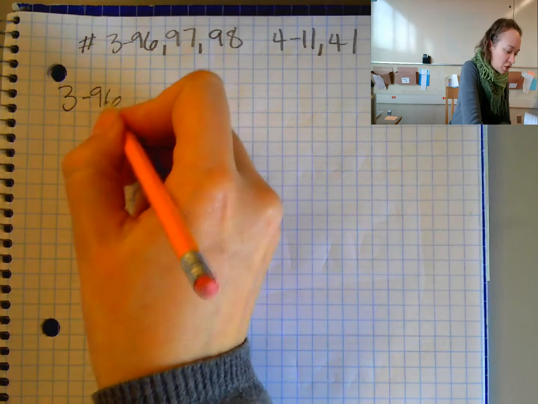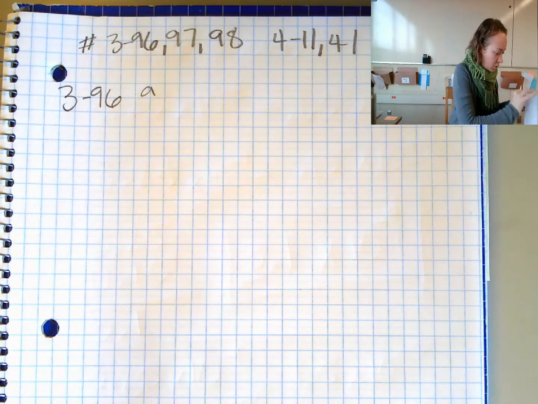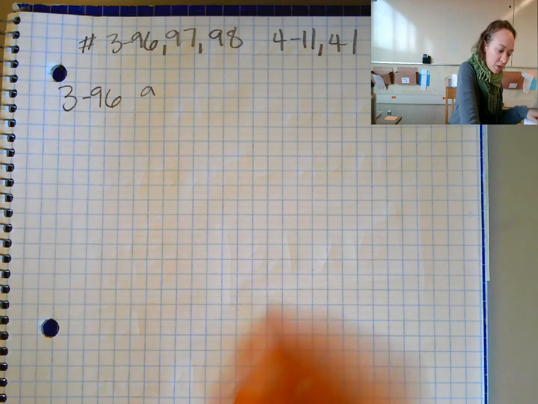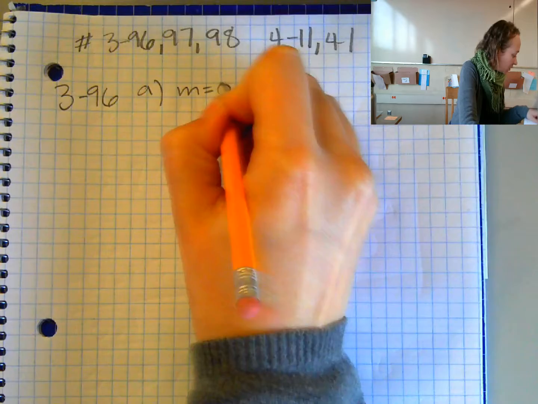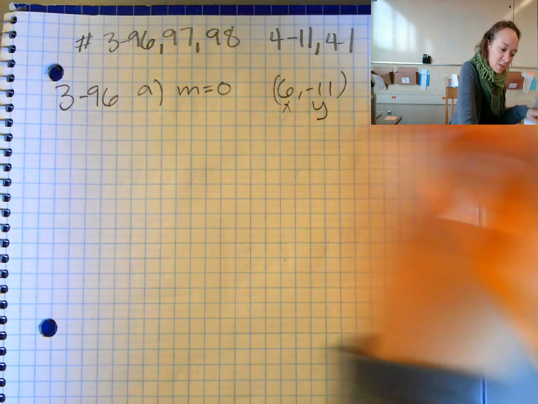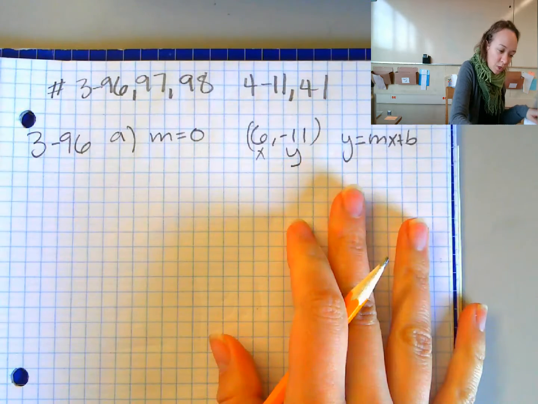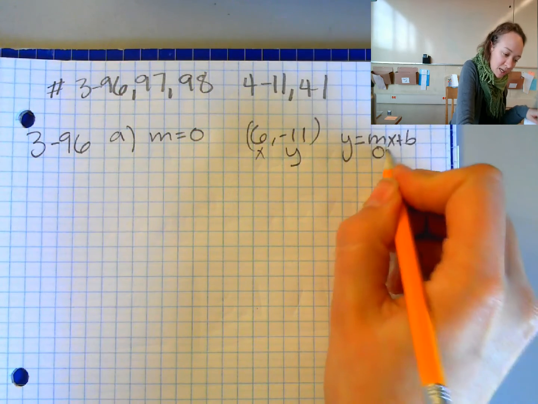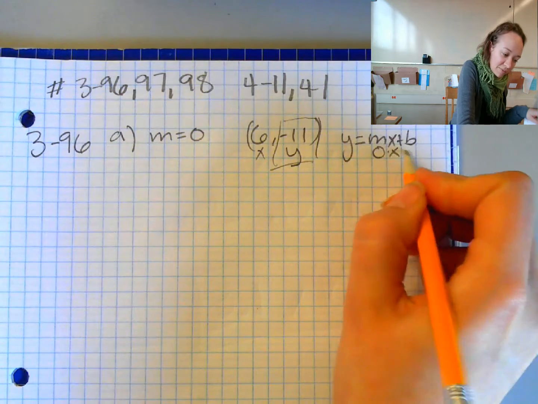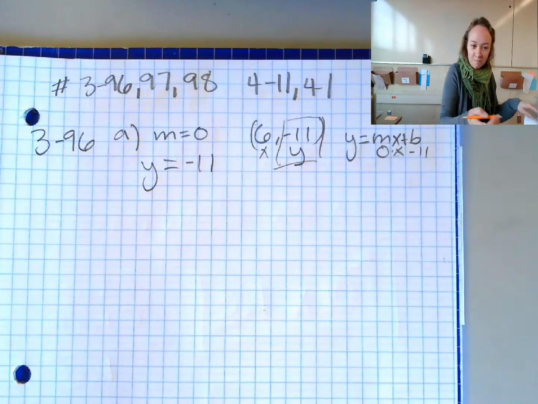All right, so 3-96, you had part A, which was asking you to find the equation of the line for both of these. So if you had a slope of 0, m equals 0, it passes through the point (6, -11). That's an x and a y. So we're doing y equals mx plus b. M is 0 times x, and then my b value would be that y-intercept of -11. So the rule here should have been y equals -11. The 0x is just gone.